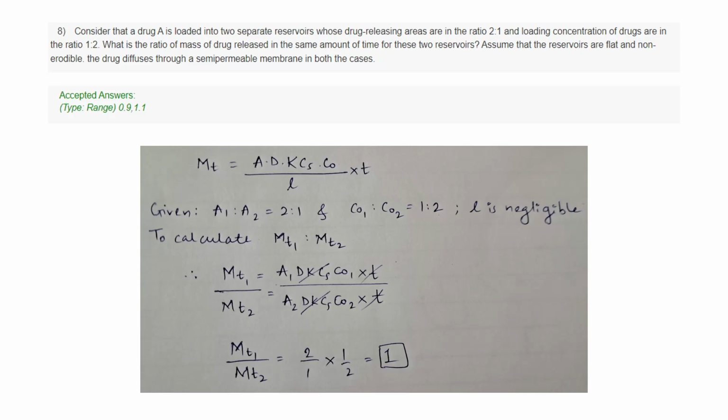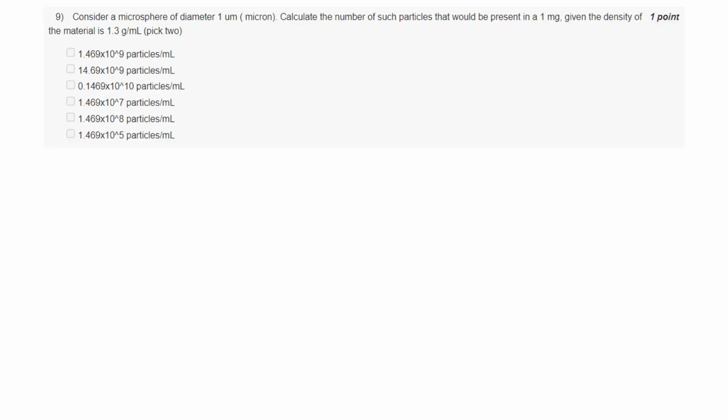Okay, if no more doubts, I'll go ahead with the ninth question. The question is, consider a microsphere of diameter 1 micron. Calculate the number of such particles that would be present in 1 mg given the density of the material is 1.3 gram per ml. There are two right options in this question. So I hope you can see the question and the options as well. Just take some time, solve it, and let me know if you have the answer.